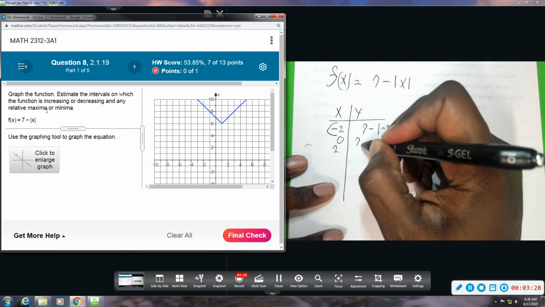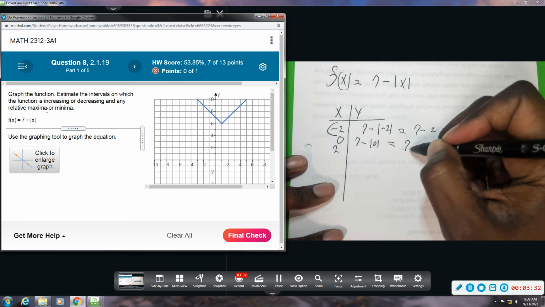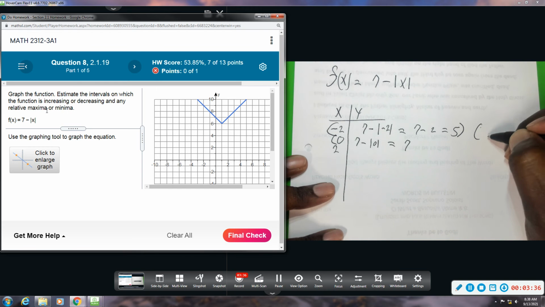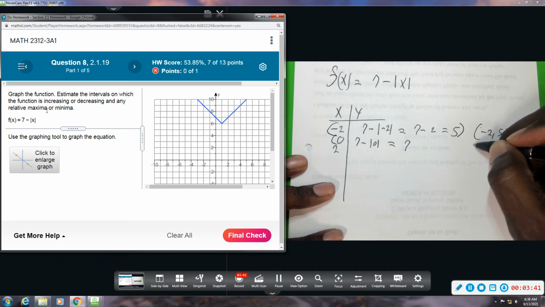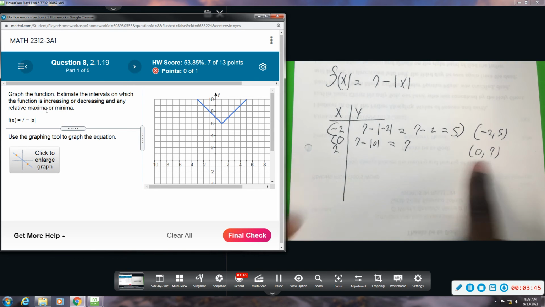If I plug in 0, 7 minus 0 just gives us 7. Okay, so we have 0, 7. So let me write this as an ordered pair. -2, 5 and 0, 7. And I think all we really need is 2, so I'm not going to plug that one in.